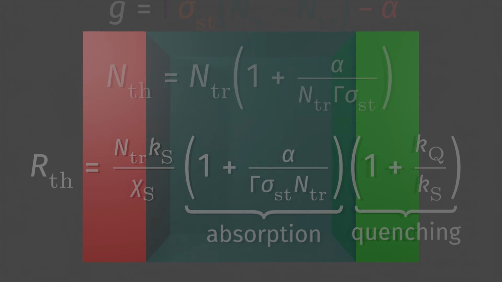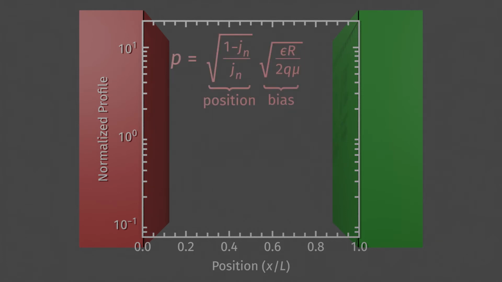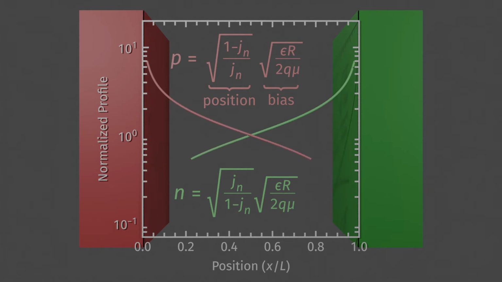Understanding these losses will require a better understanding of the positional dependence of the carrier densities. The position can be related to the fraction of the current supplied by electrons. This Jn term also nicely parameterizes the carrier densities. The hole density consists of 2 main terms, and the position-dependent term is independent of the bias term. So with equal mobilities, the electrons necessarily mirror the holes. But in our case, the product of the 2 cancels out the position dependence, and the recombination rate is uniform everywhere. This results in a uniform density of singlets and triplets.